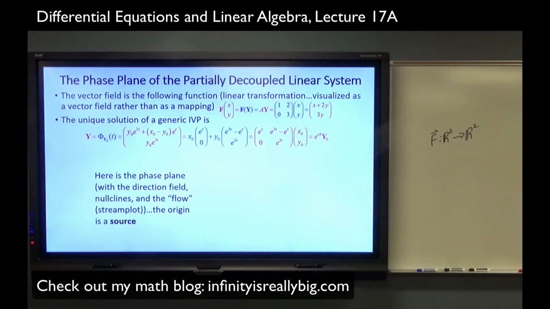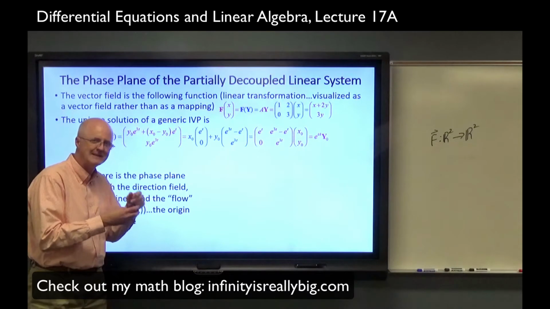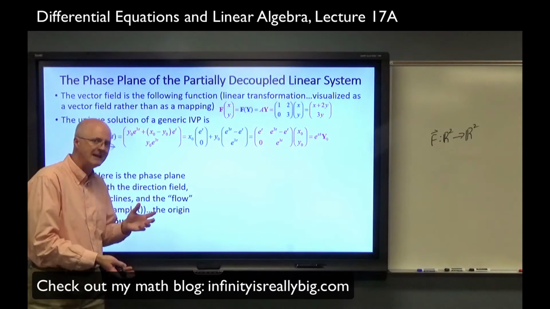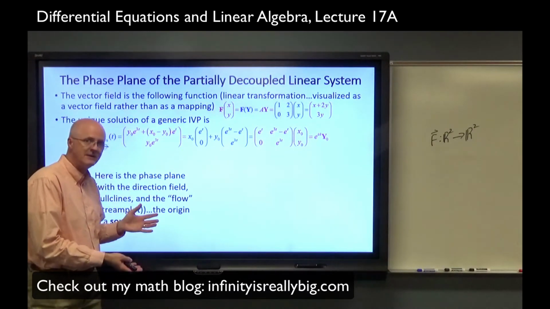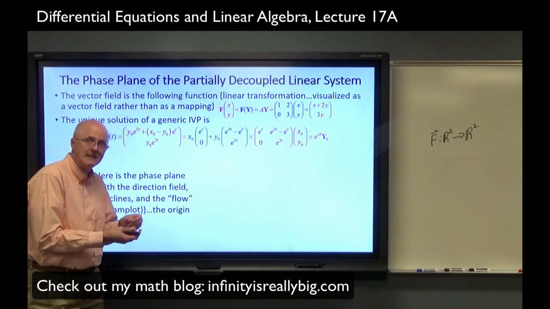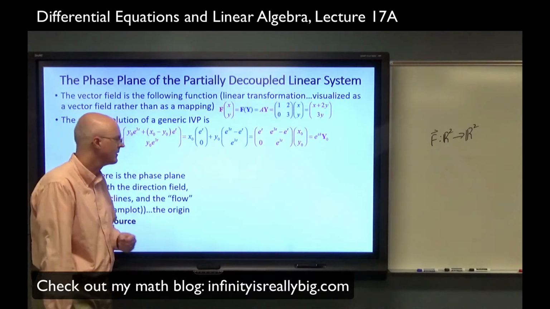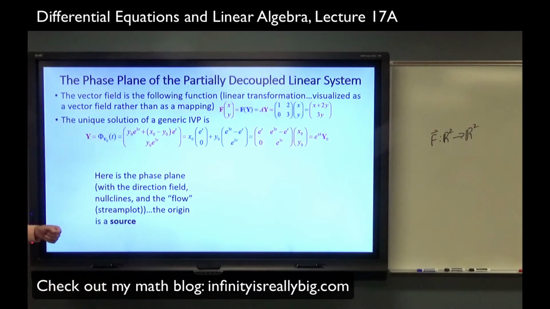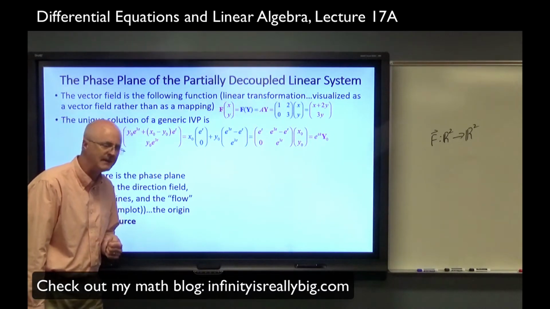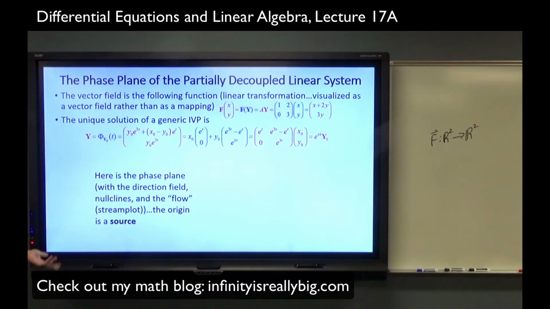Here's the phase plane with, as usual, the direction field. I'm not drawing the actual vector field itself because it gets too messy. So I had Mathematica draw the direction field that shows all the vectors having the same length, essentially. The true vector field would have different lengths for the vectors. We'll see the nullclines. And the flow, I'm calling it, related to the flow that I mentioned at the beginning of the lecture, that is made with StreamPlot.